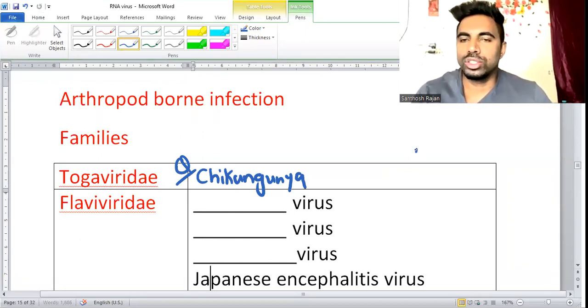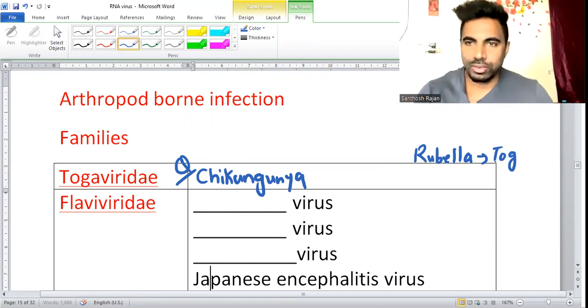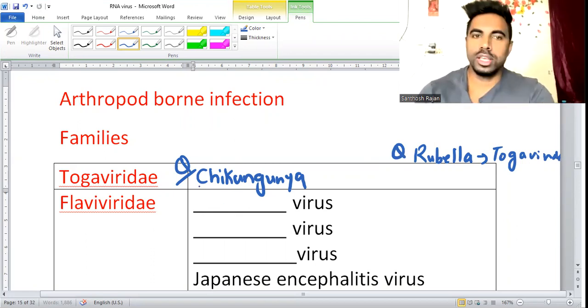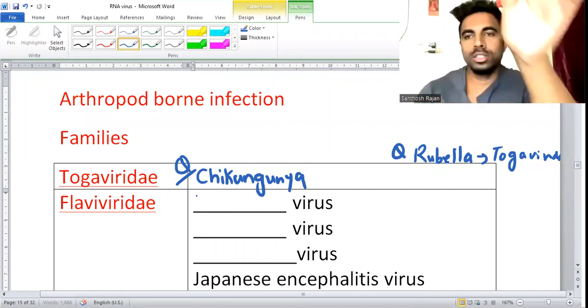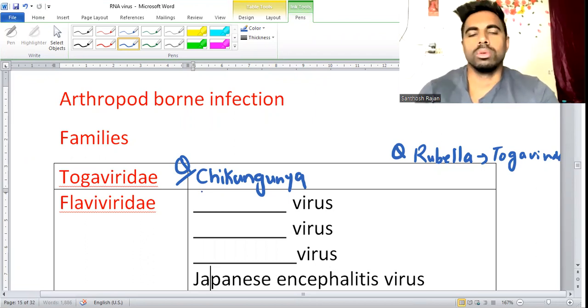And one more frequently asked question is, in paramyxoviruses, which one is not? Rubella. Rubella also belongs to Togaviridae. It's not under paramyxoviruses. But your measles and mumps belong to your paramyxoviruses. So remember, chikungunya and rubella come under Togaviridae. Now flaviviruses. The difference here is that they are spread by mosquitoes or insects, arthropods. Others spread through contact, person to person, or through the nasal route.